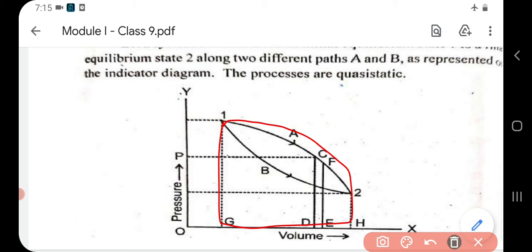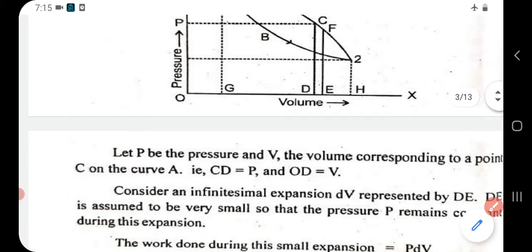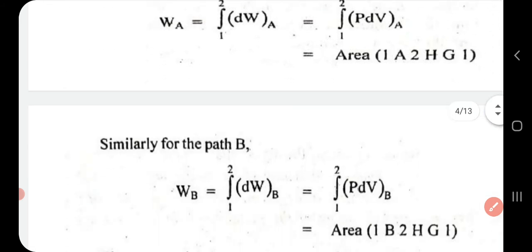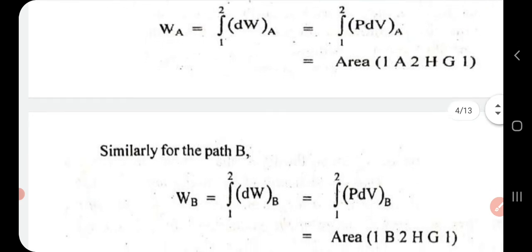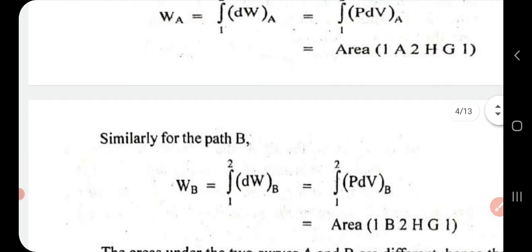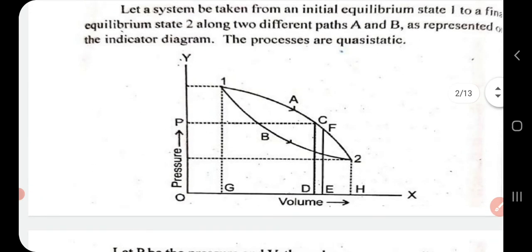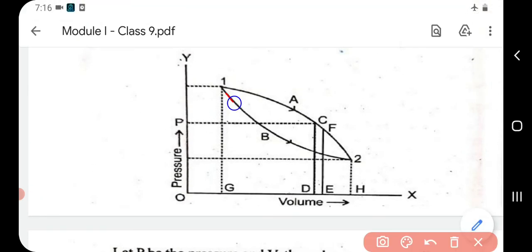Now we have already said that there is another path, say B. Similarly for path B, WB is equal to dW along the path B from 1 to 2. It will be PdV from 1 to 2 along the path B. And in such cases, if the system is taken from state 1 to state 2 along the path B, then the work done will be given by the area under the curve 1B2HG1.